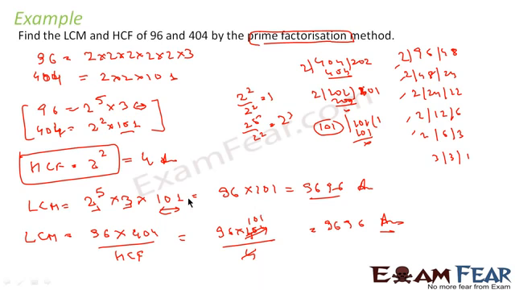One is you can take the highest powers and get the LCM, or if you already know the HCF, and this is only for two numbers, you can find the product of the numbers and divide by HCF to get the LCM. Let me repeat once again.